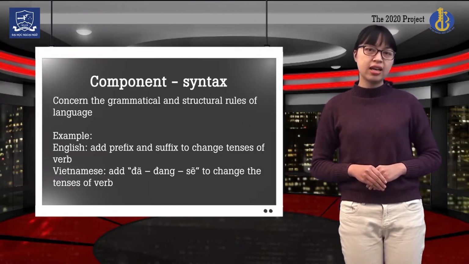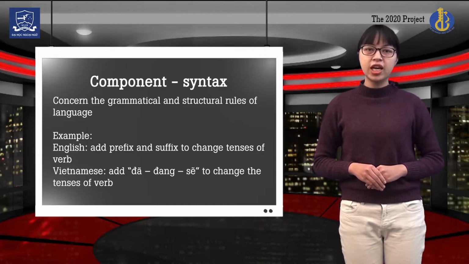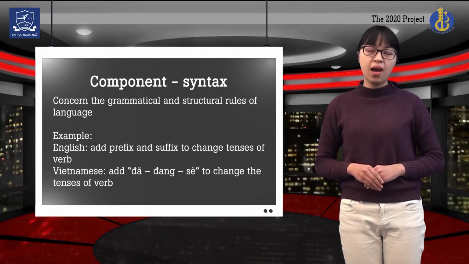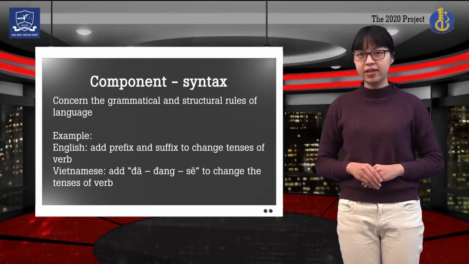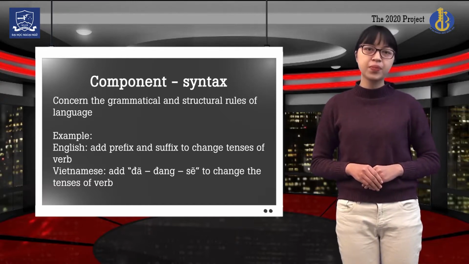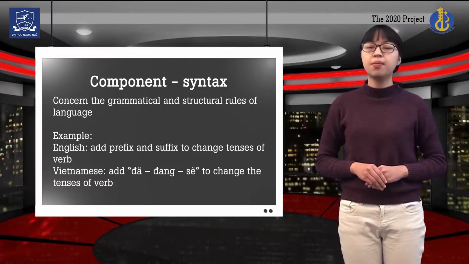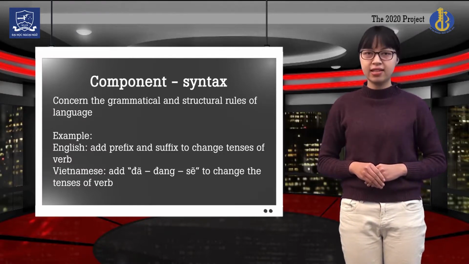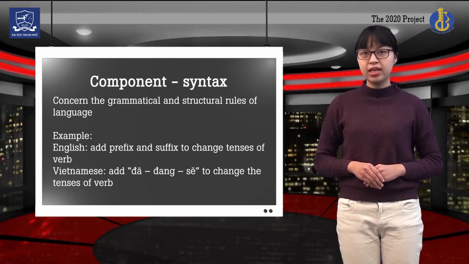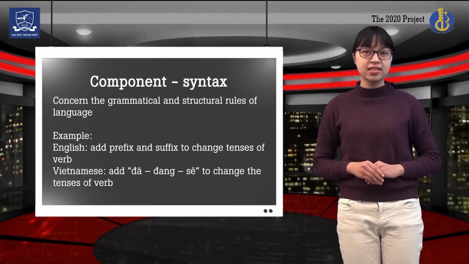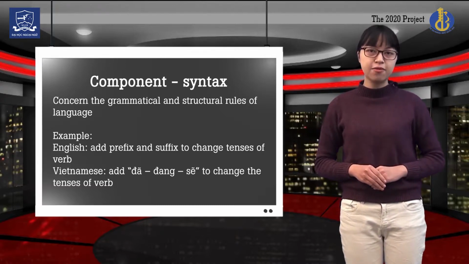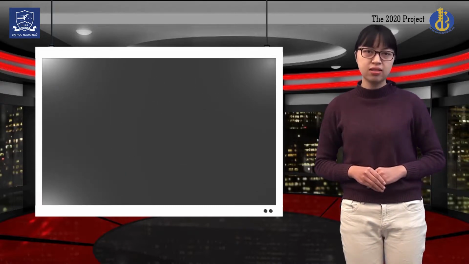In English and other languages of the Indo-European family, people change the tense of a verb by adding a suffix or prefix or changing the morpheme to describe past, present, and future events. In Vietnamese, we add đã, đang, sẽ to express the time frame for an action.